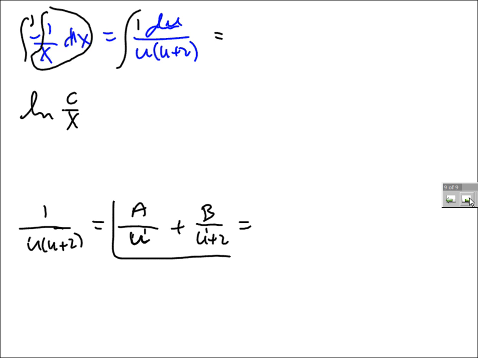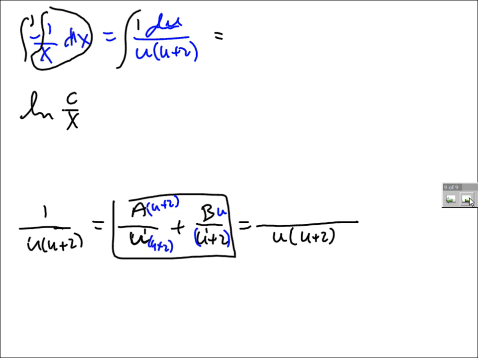Now, if you have these two fractions, you want to write them in a common denominator. The common denominator will be u times u plus 2. In fact, you would multiply this bottom by u plus 2 and the top by u plus 2, which is basically multiplying by 1. Multiply the top by u and the bottom by u. Now, both of these fractions have the same denominator. The numerator is au plus 2a plus bu.